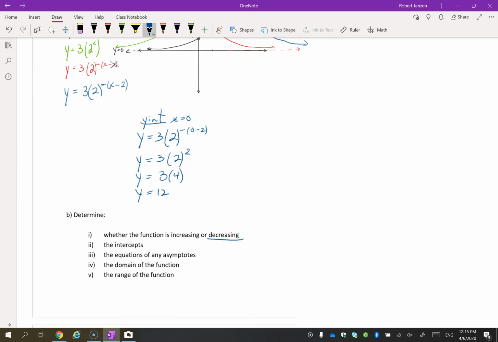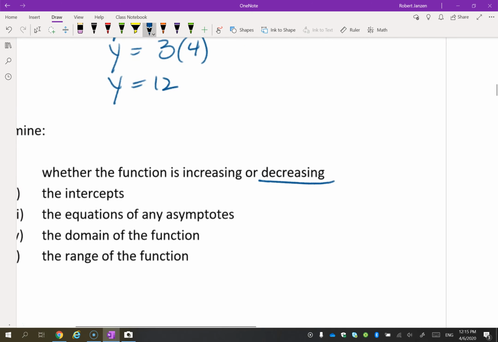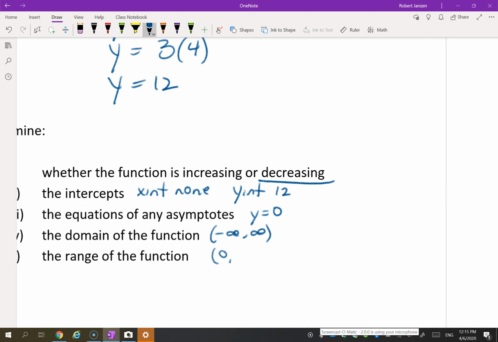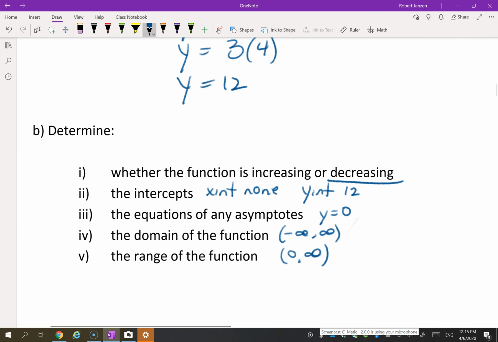This is a decreasing function. No x-intercept. Y-intercept is 12. Equations of the asymptotes: y equals 0. Domain is negative infinity to infinity, and the range is 0 to infinity.